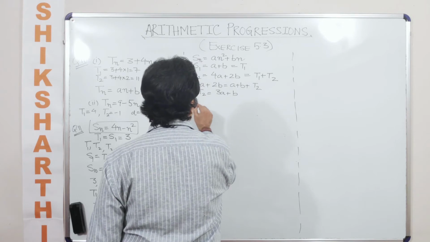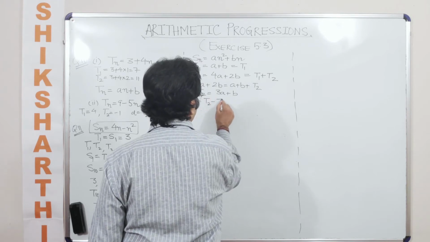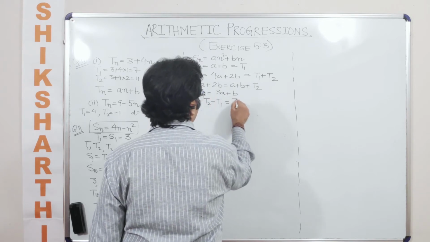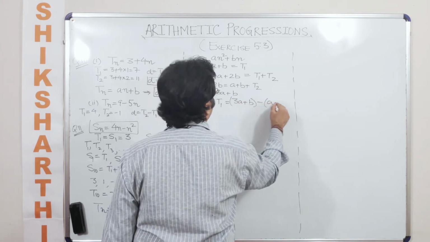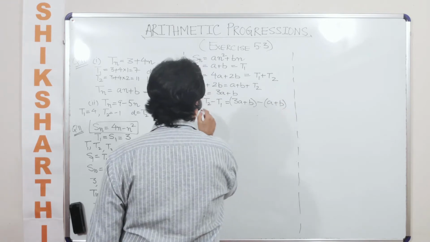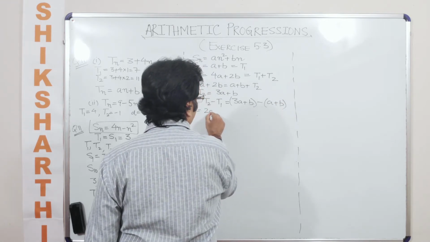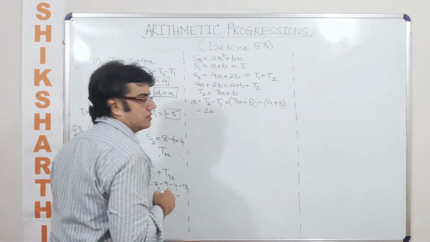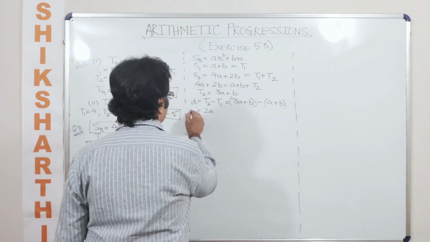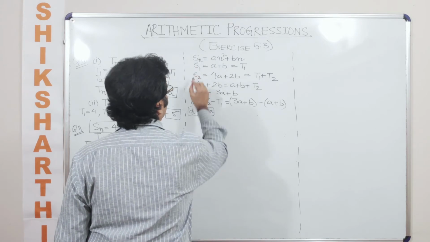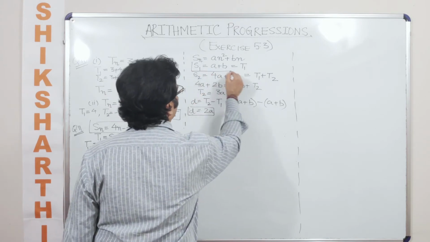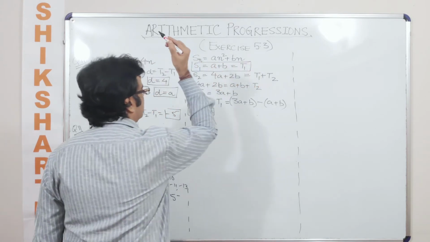What is the common difference? Common difference is the second term minus the first term, which is 3a plus b minus a plus b. So this comes out to be how much? 2a. So now you can take it as a standard formula. What is the standard formula? This is the standard formula.